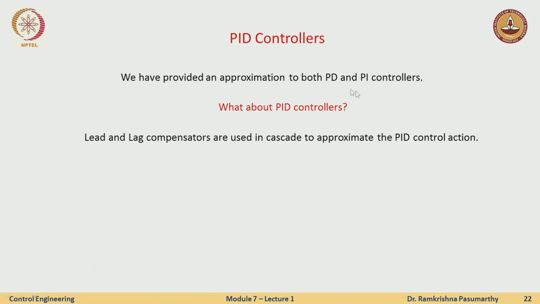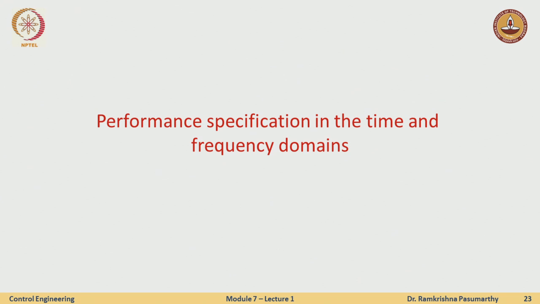Okay. So, having had an approximation for both PD and PI, what about PID controllers, right. This problem is solved by using lead and lag compensators in cascade to each other, so as to approximate a PID control action, right. So, after all this design approximation with the lead and the lag, and the PID being a cascade of a lead and a lag, how do we relate these to performance specifications?